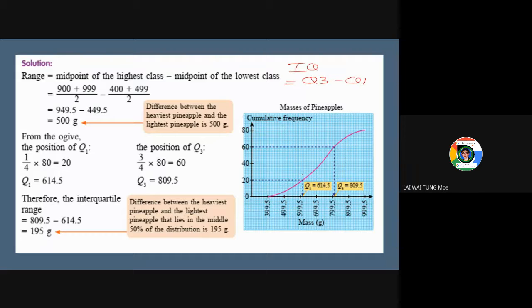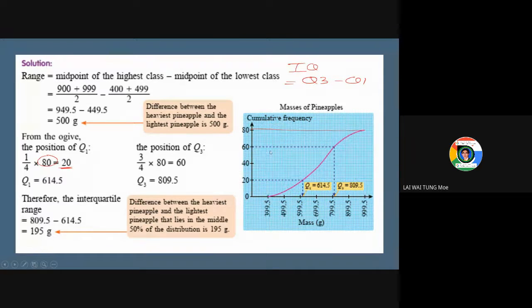As we already learned before, for the first quartile you need to use 1/4 times the total data. The total data you can obtain from your graph. Actually, the highest point is your total data, and this is equal to 80. So you look at the solution. The answer is 1/4 times 80, so you get 20. This 20, you look at the cumulative frequency. You just find out where your 20 is. Once you find your 20, then you go to your ogive and go down to your x-axis and read this value. This value is your first quartile.